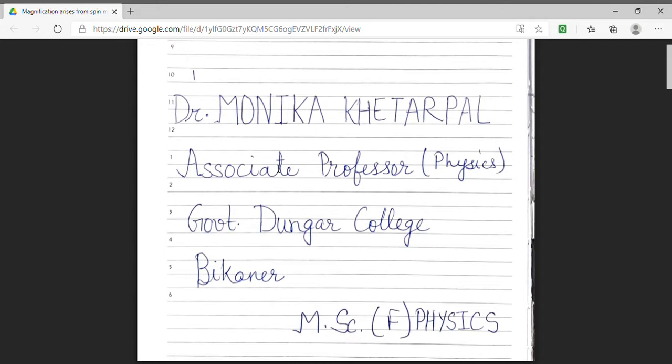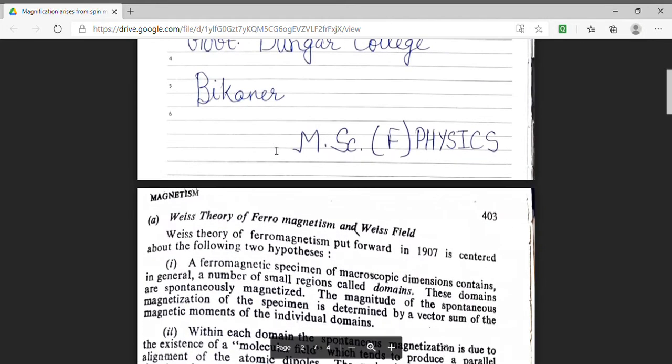In my previous lectures, I have given a brief introduction about ferromagnetism, and we were dealing with the Weiss theory of ferromagnetism. So, first of all, I am going to give a brief review of what I dealt with in my previous lecture. As we have studied, this Weiss theory of ferromagnetism is based on two hypotheses.